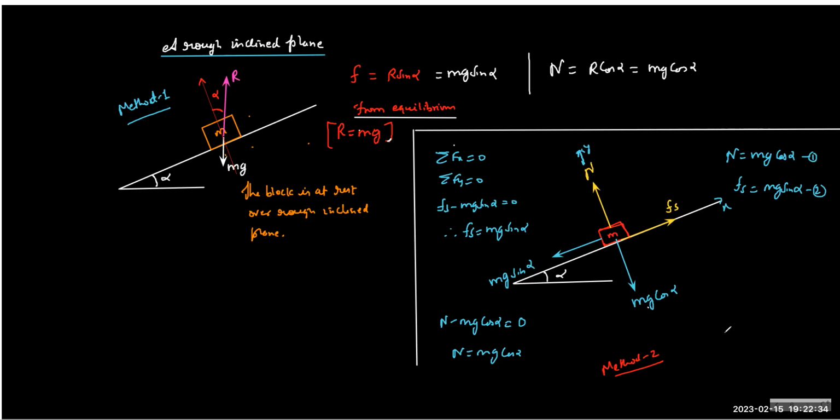So I think this idea is clear, how to approach the problem in two different ways. When R will come, then what will not come? Normal and Fs. When you are writing normal and Fs, or f, then don't write R. So what is the benefit of this? The first benefit is it reduces the number of variables. So many challenging problems can be solved by the R method in a simpler way.